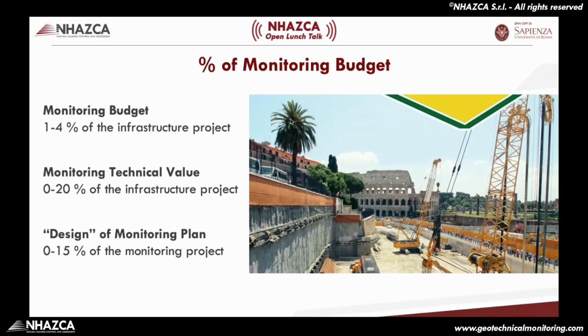In this picture, you see the Colosseum, and one of the designs I'm involved in right now is exactly the design of a monitoring plan for part of the Colosseum. And in that case, the percentage with respect to the monitoring cost, not just the construction or maintenance, but the monitoring cost of the design activity, is about 15%. So I'm pretty sure that some hands will be up right now.